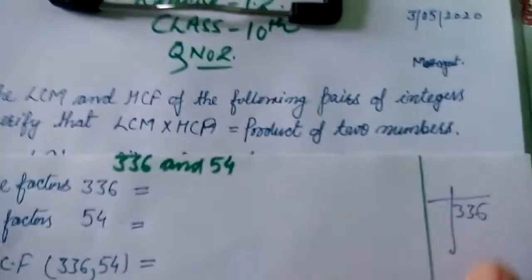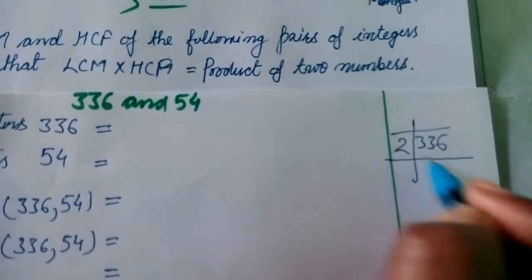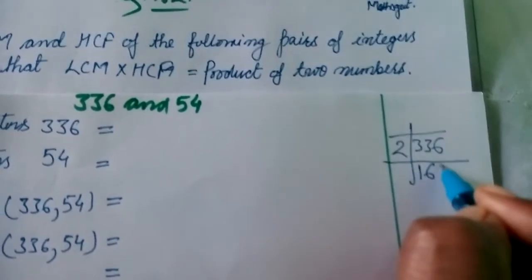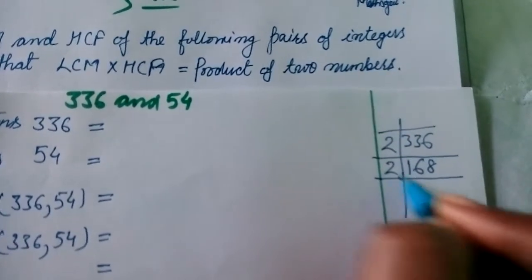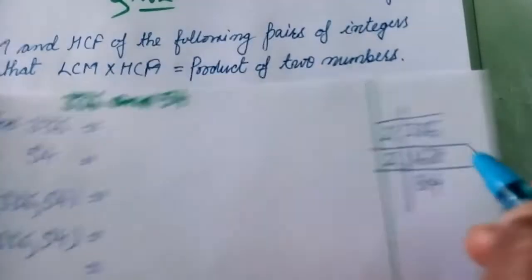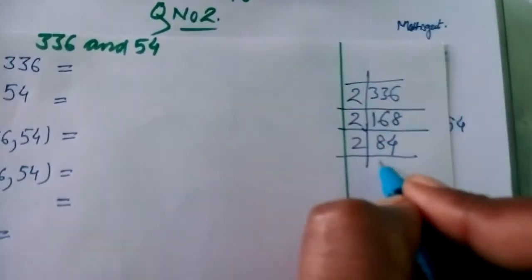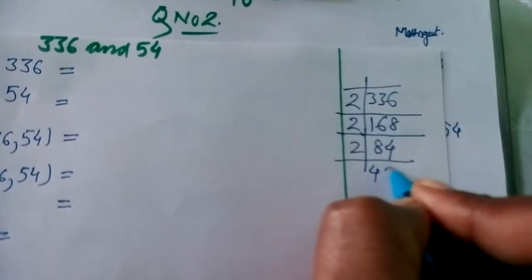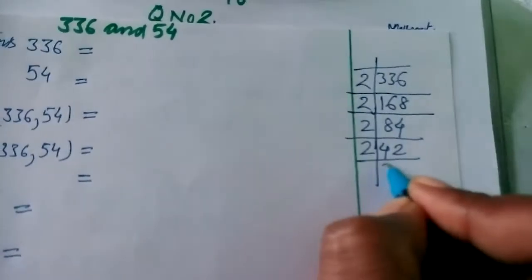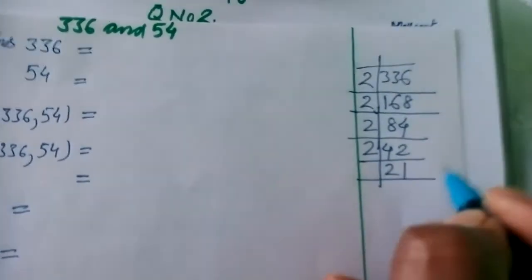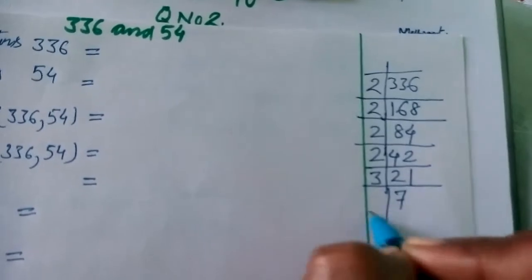336. Okay, so find out the prime factors. It will be 2 1s are 2, 2 6s are 12, 2 18s are 36... now 2 8s are 16, 2 4s are 8. Again 2, 2 4s are 8 and 2 2s are 4. Again 2, 2 2s are 4 and 2 1s are 2. And again 3, 3 7s are 21.